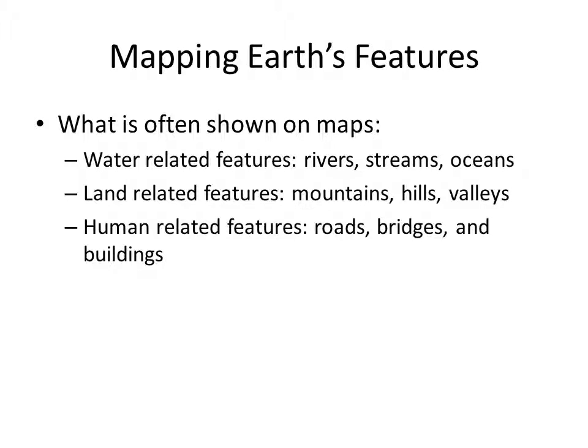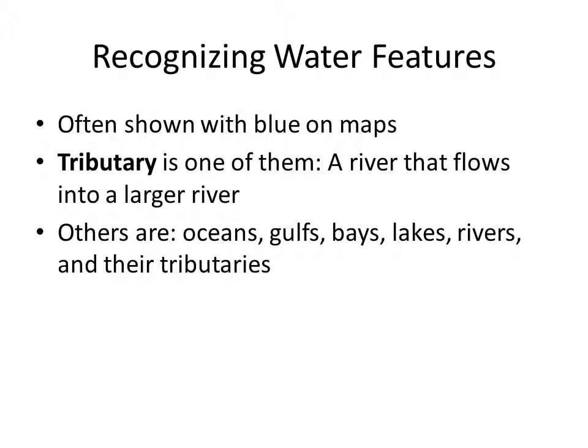So, when mapping the Earth's features, what is often shown on maps are water-related features and land-related features. These are the two physical features usually on maps. And then features that are caused by us are referred to as human-related features. So water-related features are rivers, streams, and oceans. Land-related features are mountains, hills, and valleys. And human-related features are roads, bridges, and buildings.